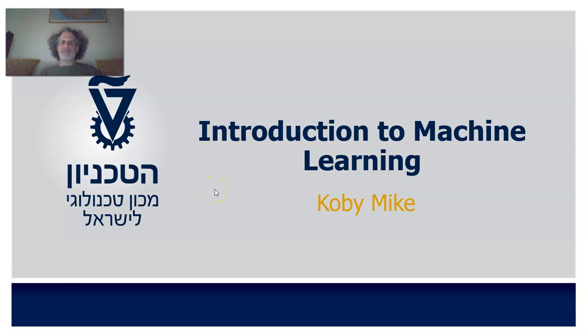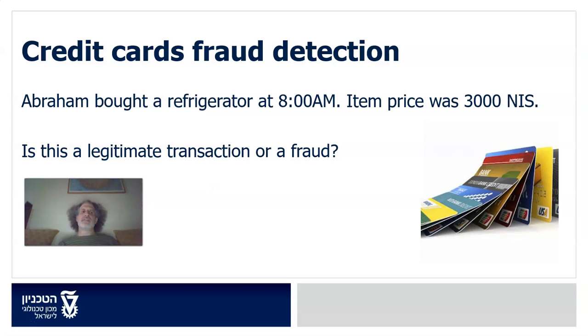So let's start with an example, and the example is not from learning analytics. The example is from fraud detection. Say we have to detect whether a credit card transaction is fraud or legitimate, and we have the following transaction. Abram bought a refrigerator at 8 a.m. The item price was 3,000 new Israeli shekels. And we have to decide whether this is a legitimate transaction or a fraud.